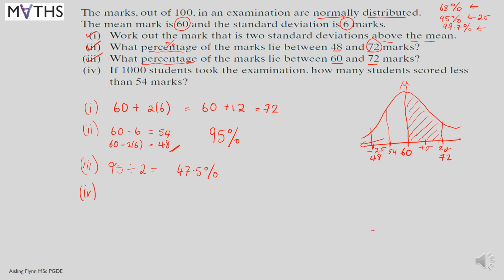Now I'm going to draw a new diagram. Sketching is always good. Okay, 60 is in the center. 54 is here. It's one standard deviation below. For one standard deviation, the figure above and below is 68%. So between these two vertical lines is 68%. We, however, are not interested in that. We're interested in this left-hand tail of the graph. So what percentage is in here?